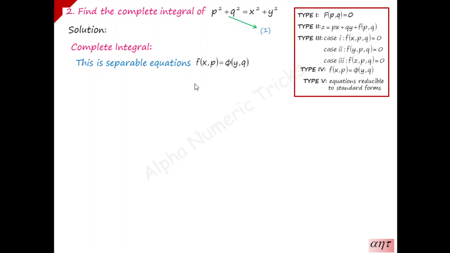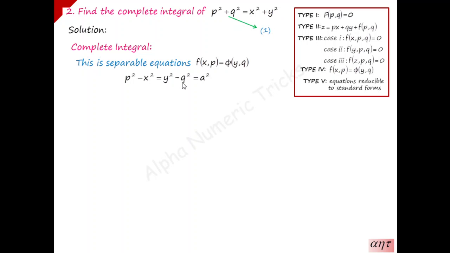Okay, this is a separable equation, f of x comma p is equal to phi of y comma q. Now we have to make use of the substitution for this. At first you have to separate the terms, that is x terms and y terms are separated. So here you have to take x square to the left hand side and q square to the right hand side. When you take x square to the left hand side, it becomes minus x square. So you have p square minus x square is equal to, when you take q square to the right hand side, you have minus q square.